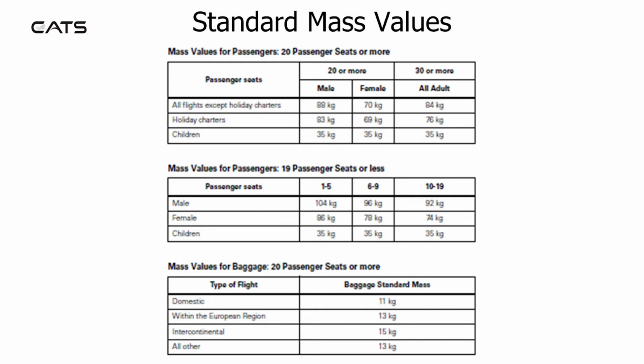The mass values for baggage, 20 passenger seats or more, are for domestic flights 11, within the European region 13, intercontinental 15, and all other 13 kilograms.